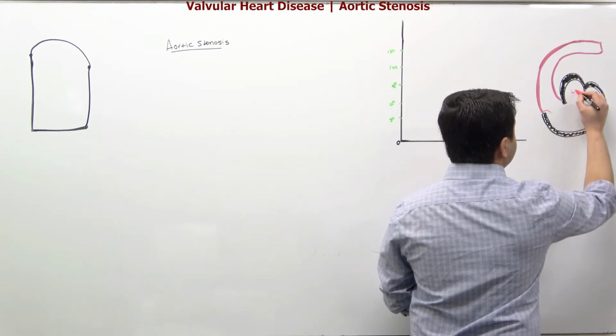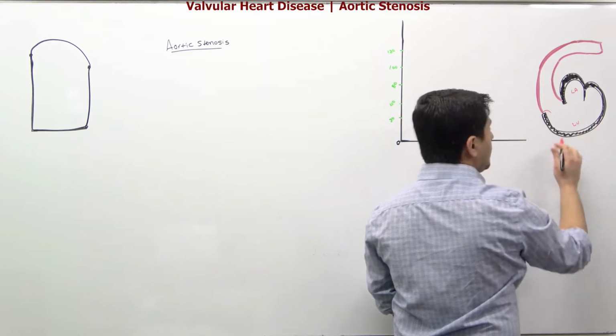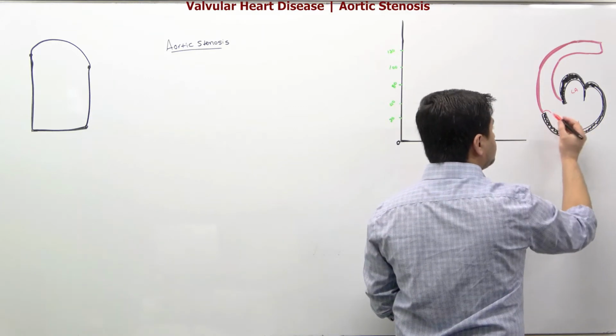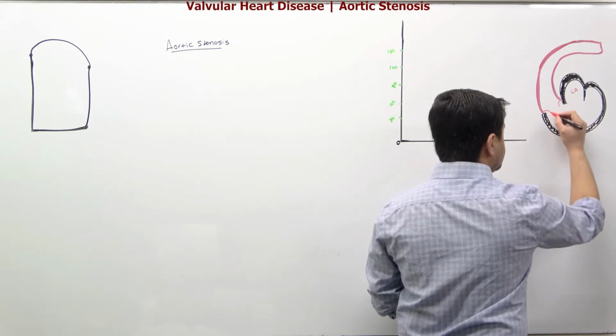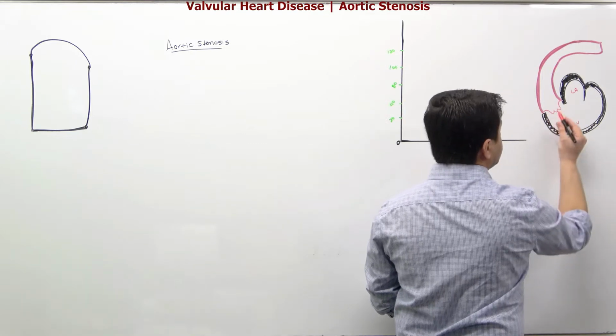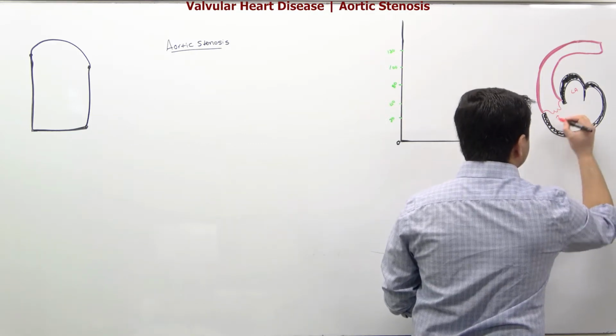So you can see this is the left atrium and this is the left ventricle. I did not draw the right side of the heart because we're going to primarily focus on this valve, which is the aortic valve, and it is a three-cusp valve. So usually the blood has to go in this direction.